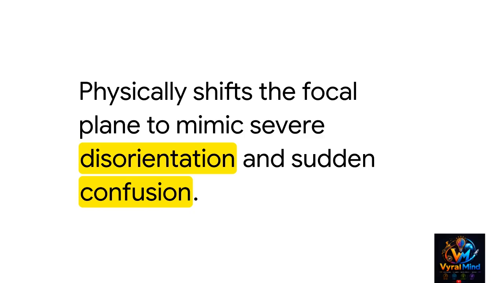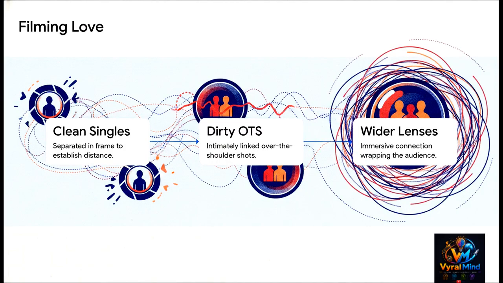Well, you might use a swing and tilt lens. Cinematographers can literally pan this specific lens, keeping the camera body perfectly still while physically shifting the focal plane itself. Parts of the frame will unnaturally slide in and out of focus. It instantly mimics severe psychological disorientation. It feels like a brief moment of clarity followed by sudden, terrifying confusion. Now, let's reverse that anxiety into something beautiful.